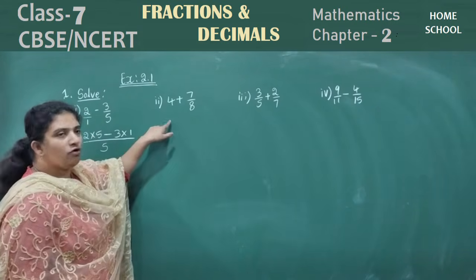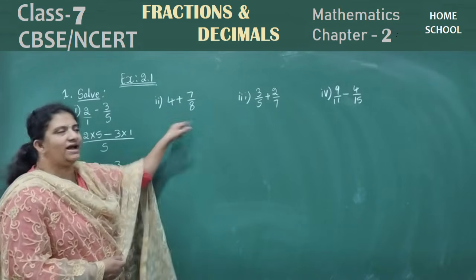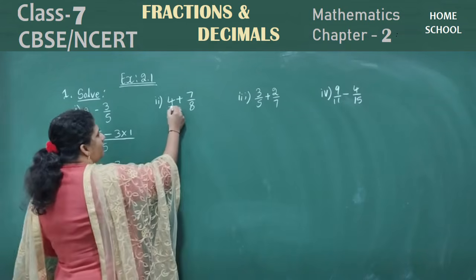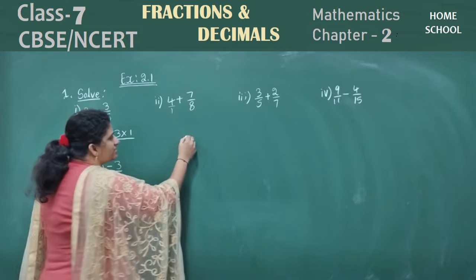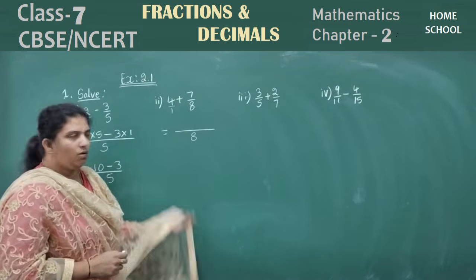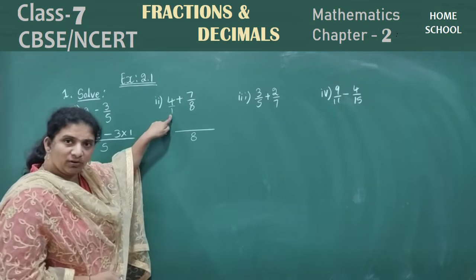Look here, 4 by 1 plus 7 by 8. You need to add these two, right? How can you add? You imagine 4 by 1 there. 1 and 8 LCM is 8. Take your LCM here. 1 and 8 LCM is 8. So in the 1 table where you get 8.